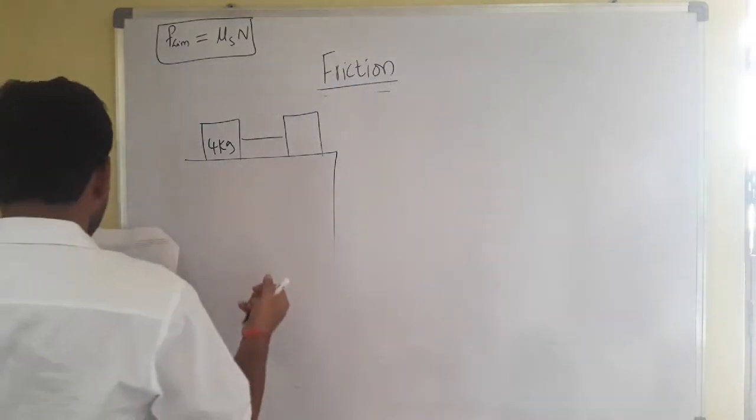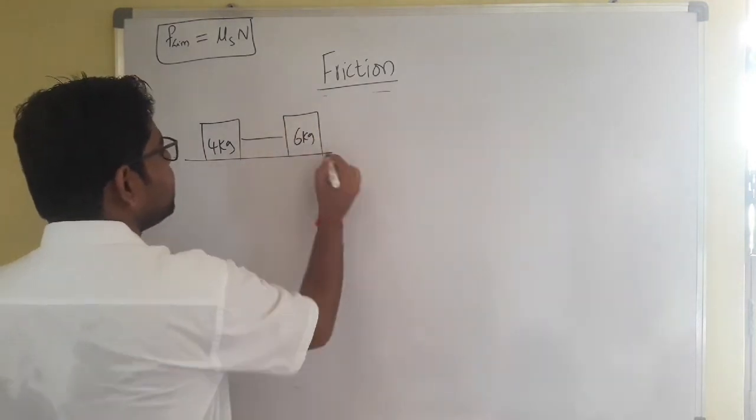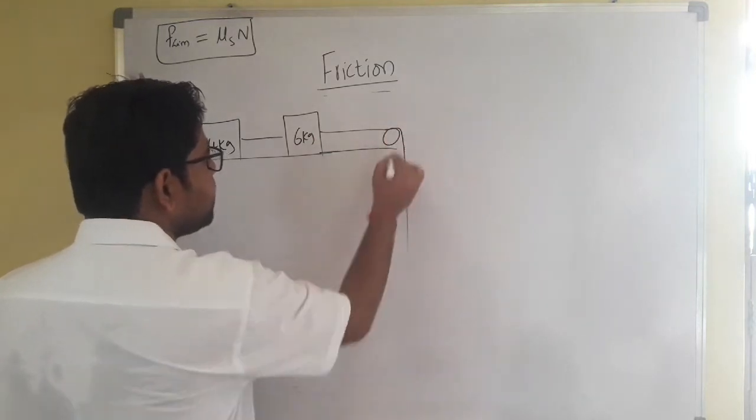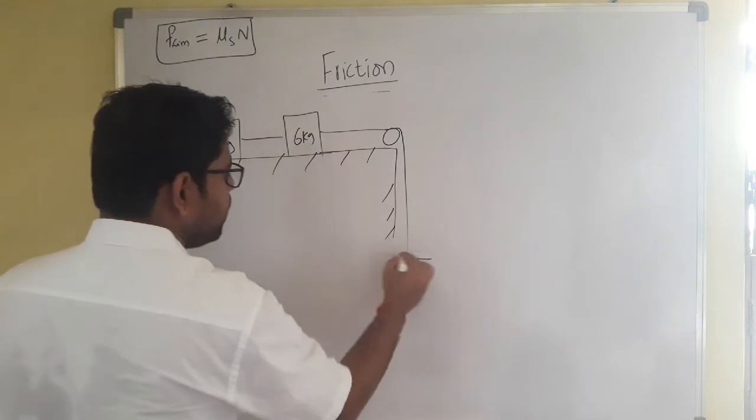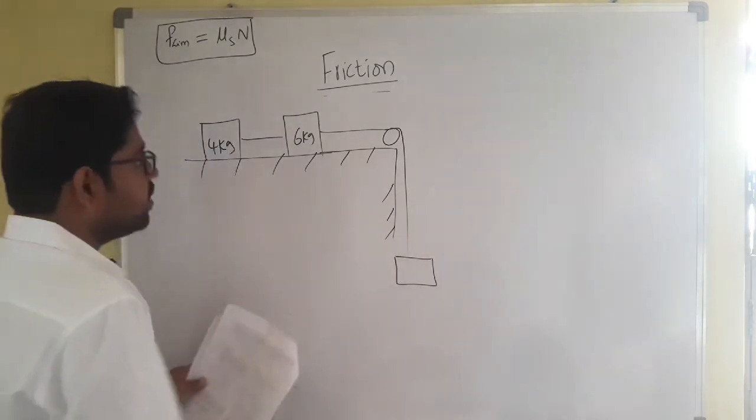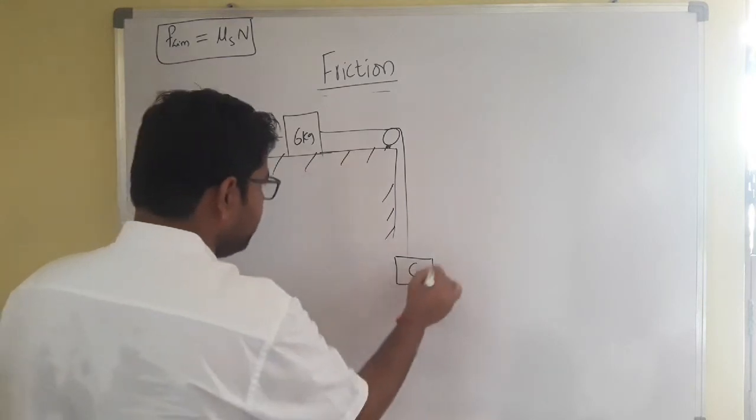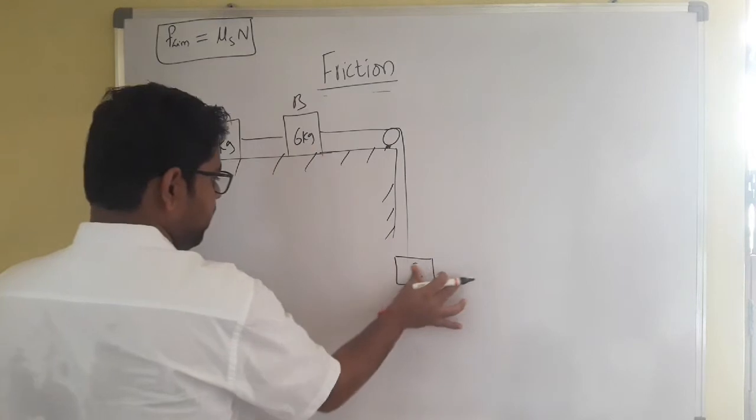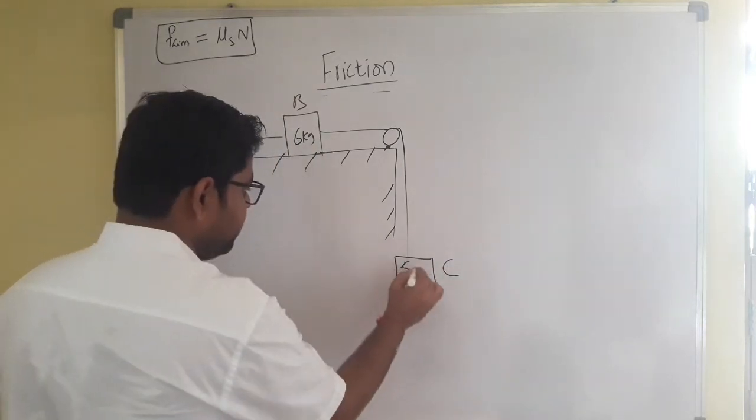I have one more mass of 6 kg, and here a pulley is attached to a rigid support. And here is one more mass, body C. This is A, this is B, this is C, and the mass of this one is 5.5 kg.